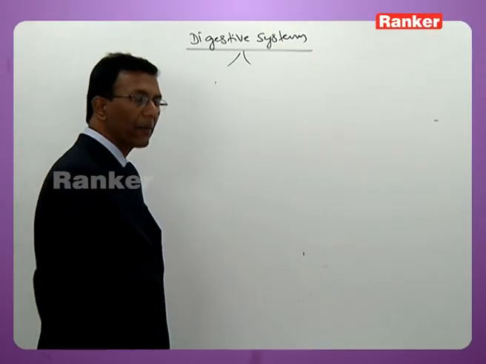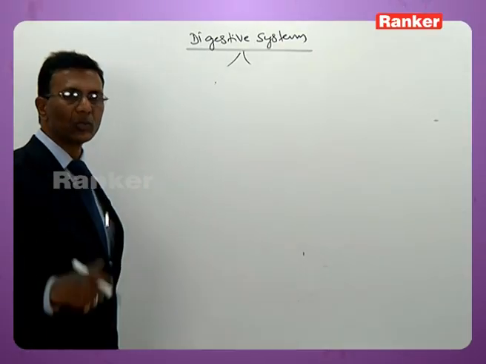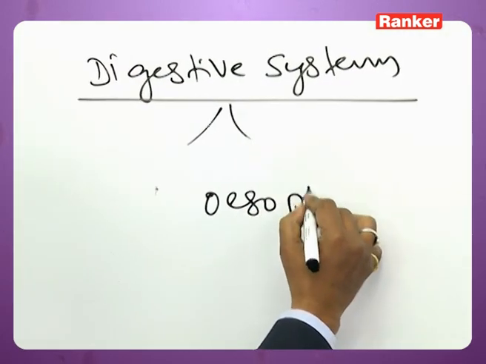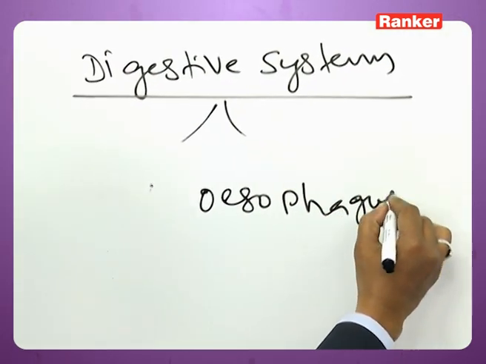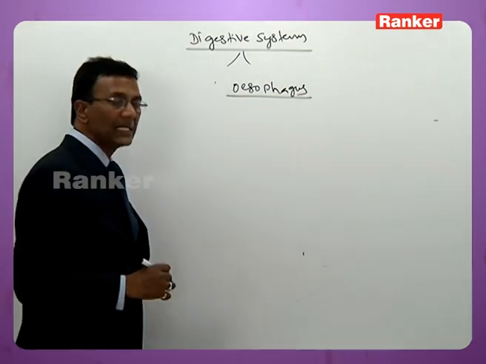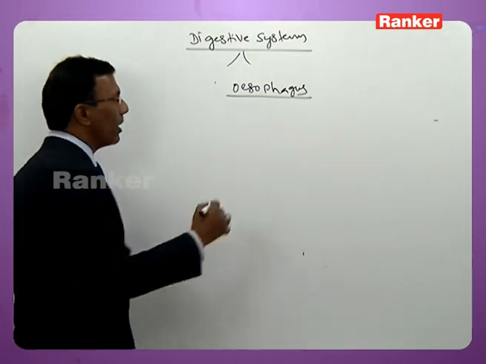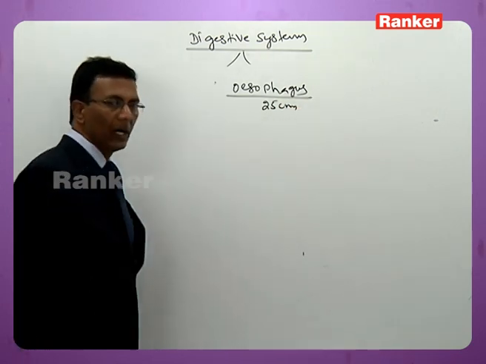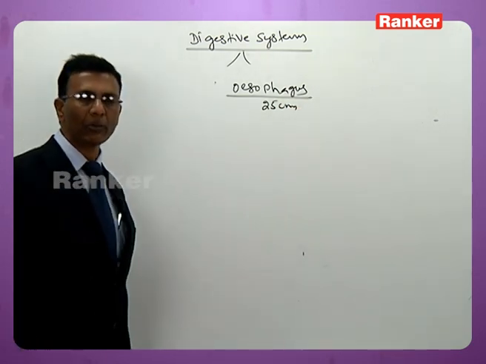Now let's talk about the different parts of the alimentary canal. To start with, first, the esophagus. The esophagus is the anteriormost part of the gut. It is about 25 centimeters long in the human body.